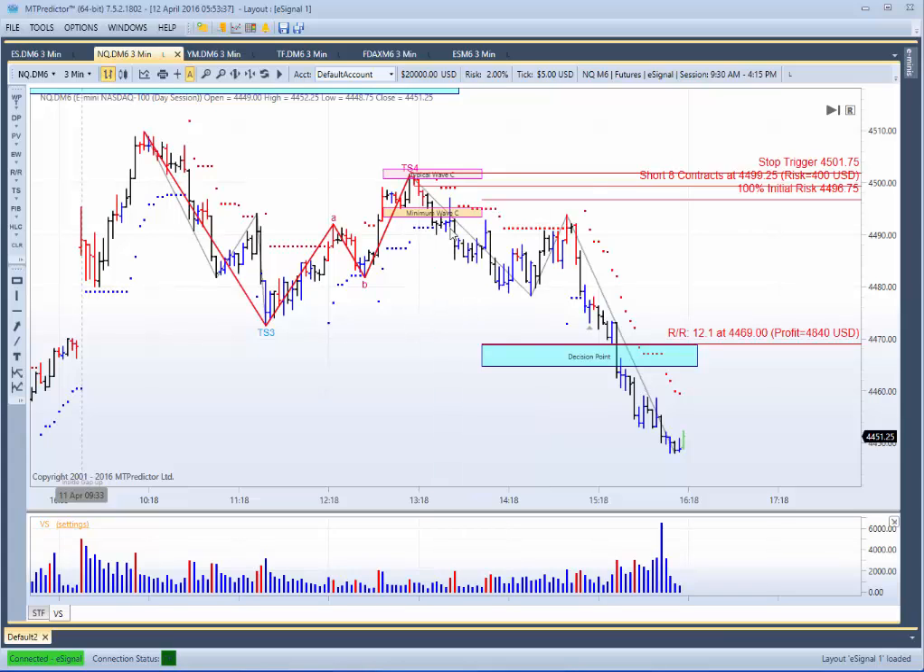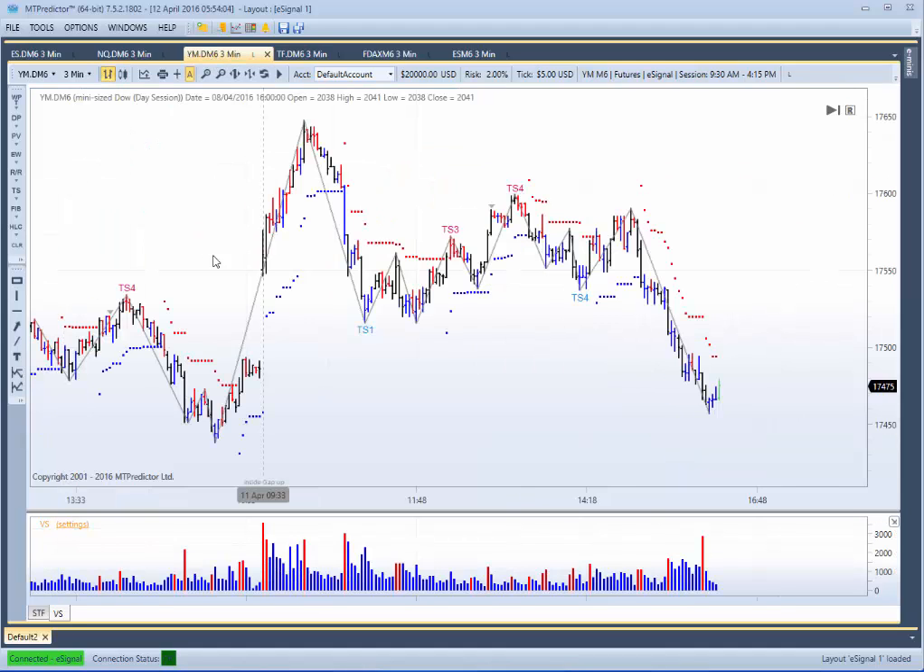Place the analysis on. Even at the first target, it would have been a 12R profit. This is absolutely massive. If you'd run it into the close, that would have been nearly 19R. That would have changed a $400 US dollar risk, which is 2% on a sample $20,000 account, into nearly $7,600. An absolutely amazing trade.